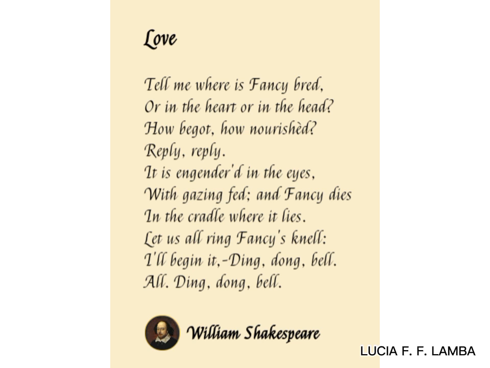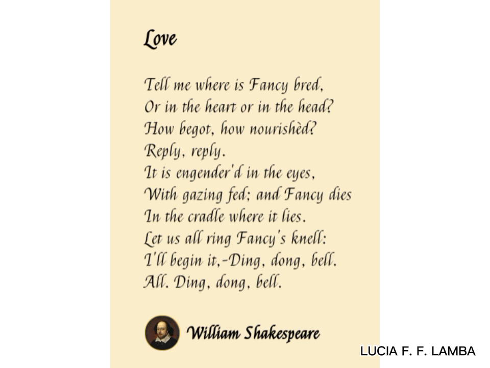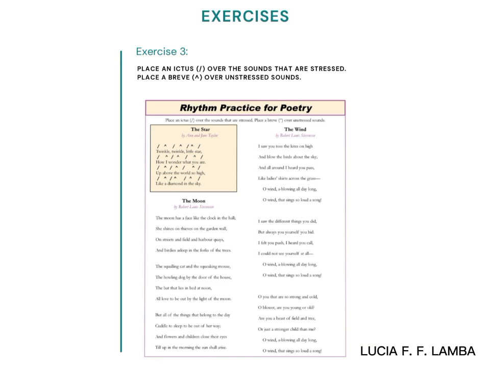Okay, let's check your answer. 1 syllable words. The answers are: tell me where is fancy bred, or in the heart or in the head, how begot, how nourished, let us all ring fancy's knell. For 2 syllable words, the answers are fancy, begot, nourished, replies, gazing, rattle, and begin. For 3 syllable words, the answer is only engender, and there's no answer for 4 syllable words.